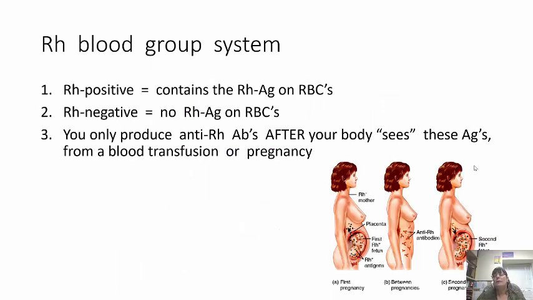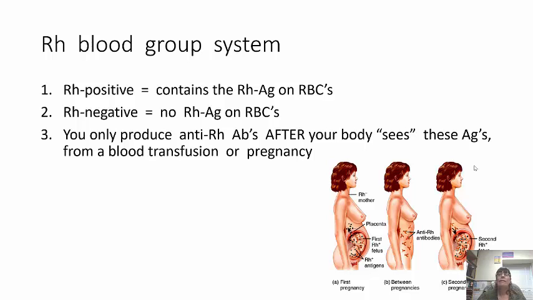So Rh is another factor that's on our red blood cells. Either you have the Rh antigen or you don't. If you have the Rh antigen, you're Rh positive. If you don't have the Rh antigen, you're Rh negative. So that's where the plus or the minus comes on your blood type. So if you're B positive or A negative, it's talking about the Rh factor.